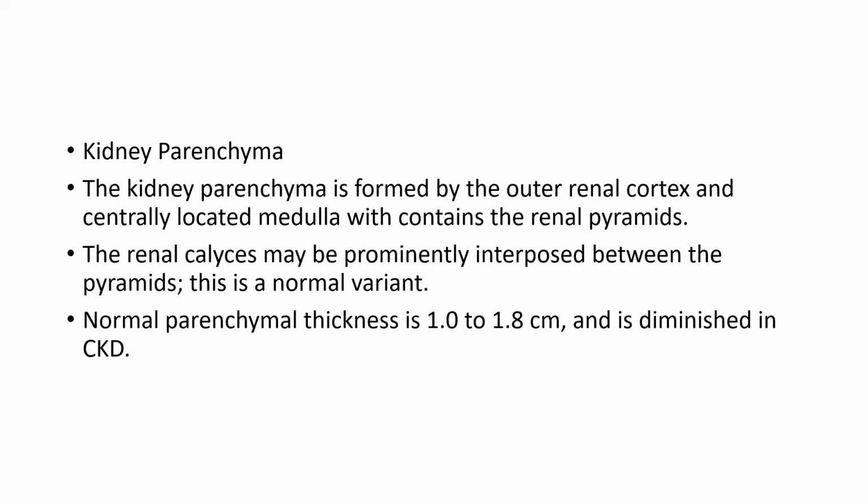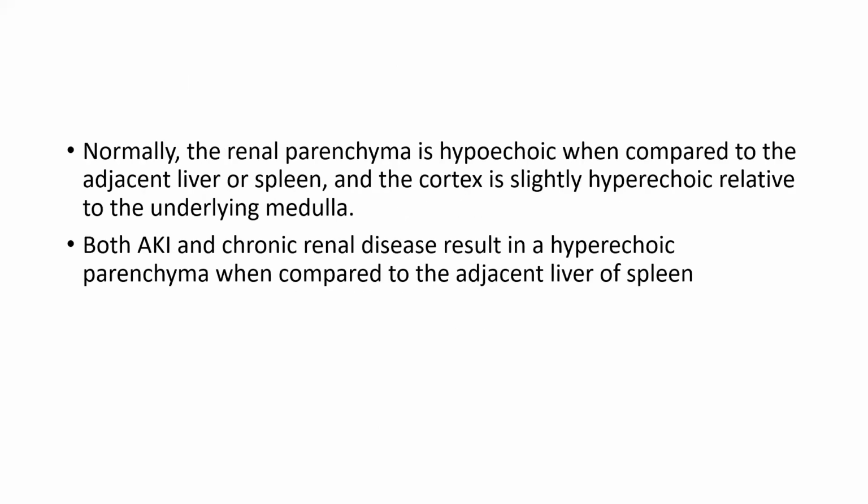Now, kidney parenchyma. The kidney parenchyma is formed by the outer renal cortex and the centrally located medulla, which contains the renal pyramids. The renal calyces may be predominantly interposed between the pyramids, and this is a normal variant. Normal parenchymal thickness is 1 to 1.8 centimeters and is diminished in CKD. Normally, renal parenchyma is hypoechoic when compared to the adjacent liver and spleen, and the cortex is slightly hyperechoic relative to the underlying medulla. Both AKI and chronic kidney disease result in hyperechoic parenchyma when compared to the adjacent liver or spleen.